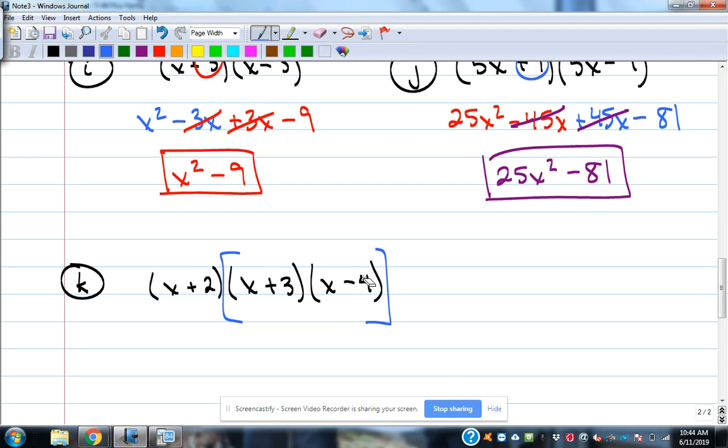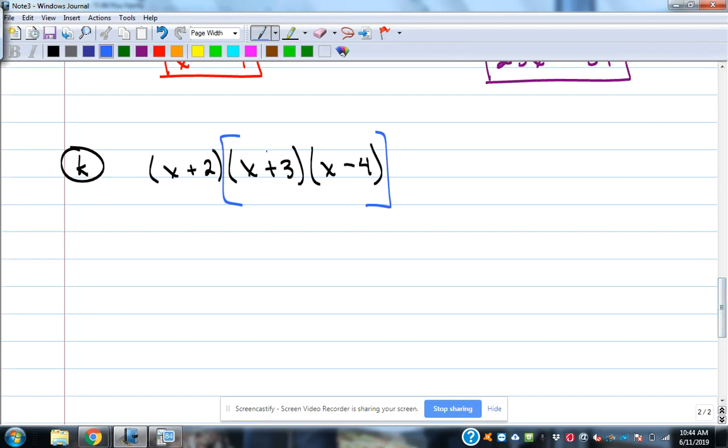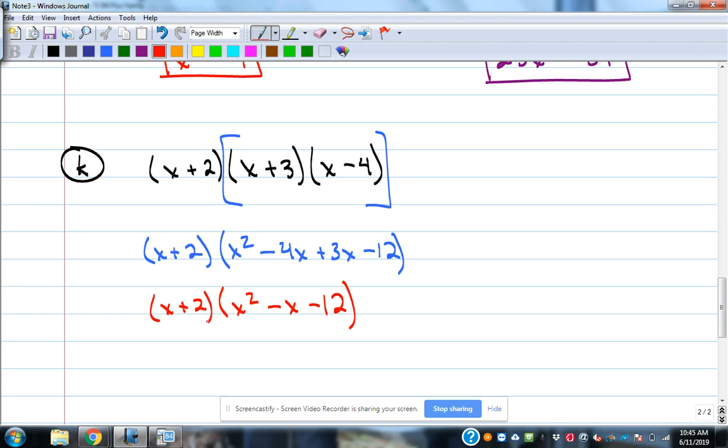Technically, it doesn't matter which 2 you do together first. Just pick 2 of them and multiply them together. So here we got x times x is x squared minus 4x. And then 3 times x is 3x. 3 times negative 4 is negative 12. I'm going to go ahead and simplify that before I multiply by this x plus 2 that's in the front. So I've got x squared minus x minus 12. So negative 4 plus positive 3. That's where the negative 1x comes from.